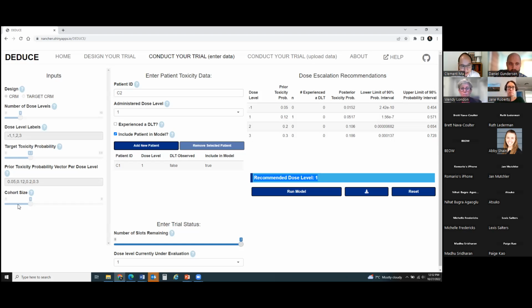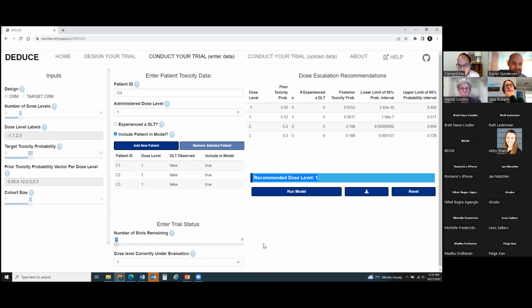And that's because we haven't completed the cohort of 3 patients yet at dose level 1. So we're not allowed to escalate yet. So suppose we've added 2 additional patients here. So now we have completed our cohort of 3. Let's say none of them have had a DLT. So now we change this to 0 slots remaining.